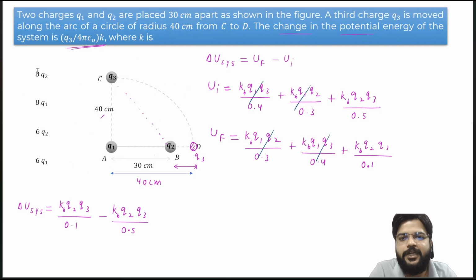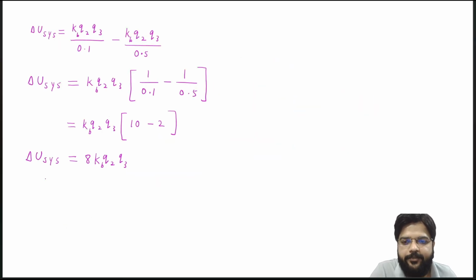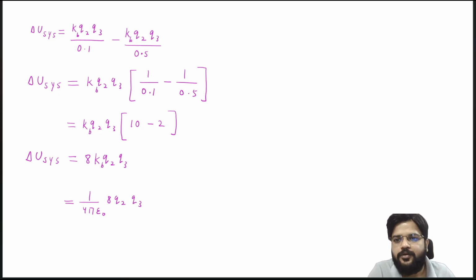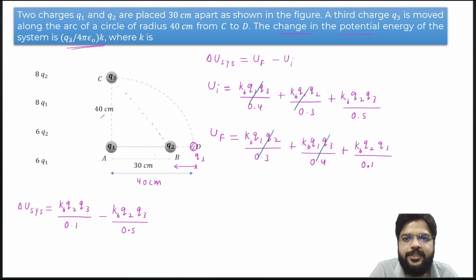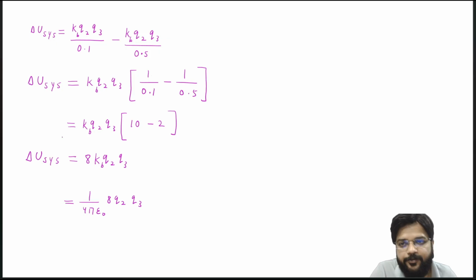So the change in potential energy already we have, it is Q3 by 4 pi epsilon naught K. Correct? Now put the value of KB, everyone, which is 1 upon 4 pi epsilon naught, 8 Q2 Q3. Correct? So here in this question we have change in potential energy Q3 by 4 pi epsilon naught K. So with this 1 by 4 pi epsilon naught Q3 we have here 8 Q2. So this is what? This is the K, everyone, and for this we are looking. So here what is the K value? It is 8 Q2.